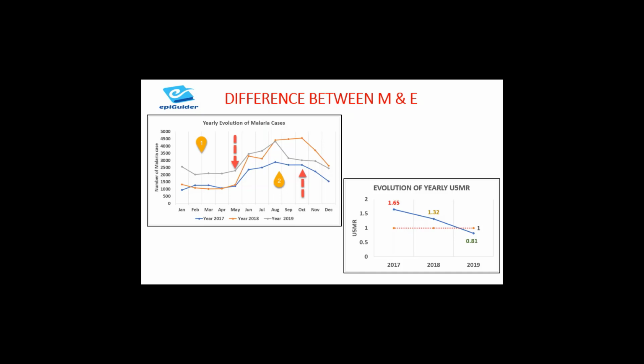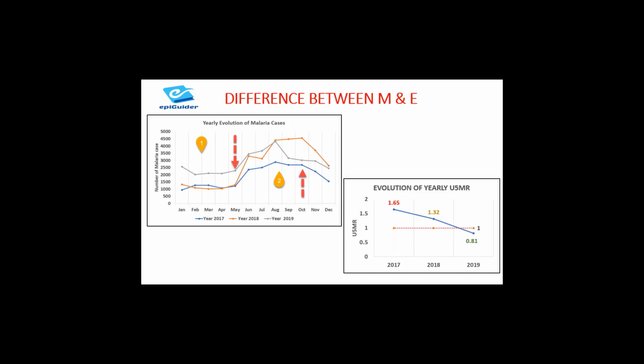We see in our monitoring graph that data is collected routinely and reported on a monthly basis. On the evaluation graph, the process is episodic and is done on a yearly basis, but it can be done every 2 years or just once at the end of the project. The second difference is with respect to the primary objective.